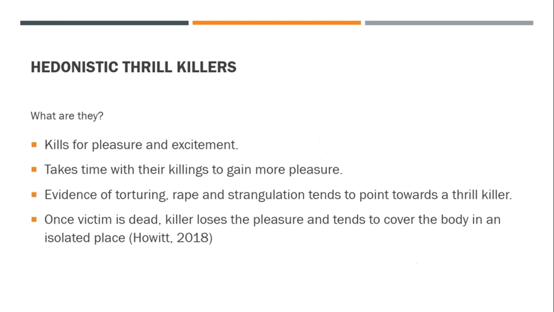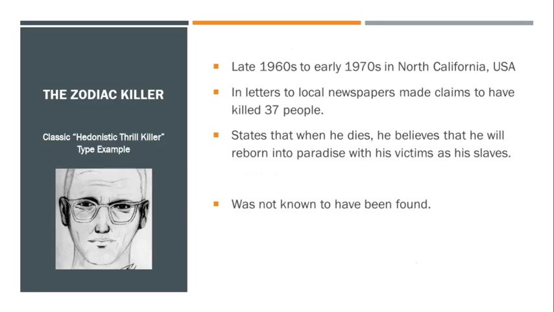Hedonistic thrill killers kill for pleasure and excitement. They take time in their killings to gain more pleasure, and there's evidence of torture, rape, and strangulation. An example of this type of killer is the Zodiac Killer. He was active in the late 60s and early 70s. In his letters to newspapers, he claims to have killed 37 people, and he states that when he dies, he believes that he will be reborn in a paradise with his victims as his slaves.